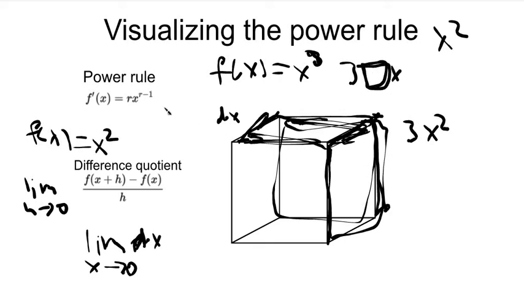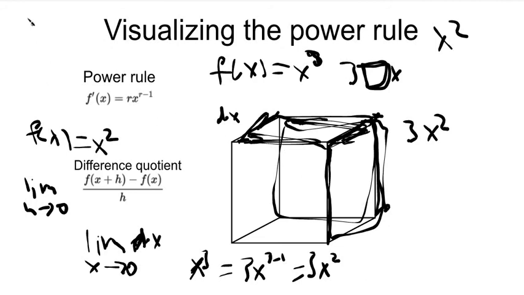Okay, let's use the power rule just to check if I made any mistakes. So x cubed, 3 is the r, which would be equal to 3x to the 3 minus 1, which is equal to 3x squared, proven by the power rule. Basically, we found what visualized the power rule.